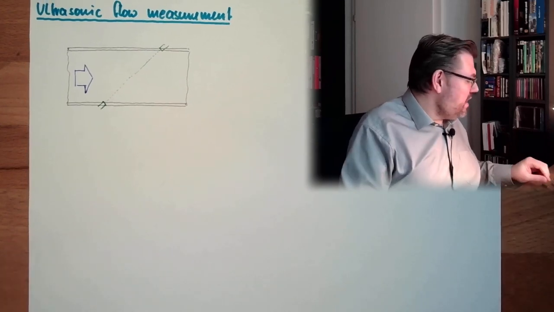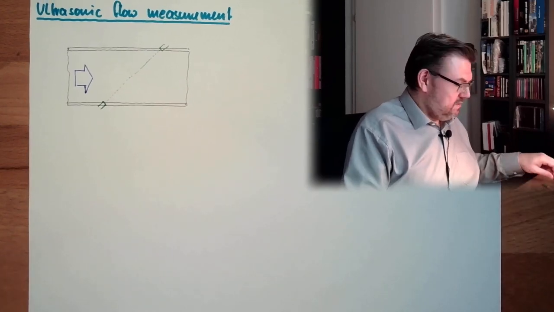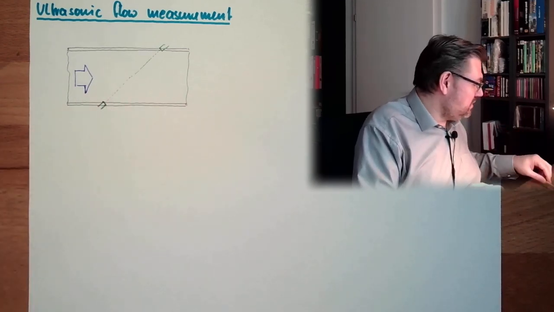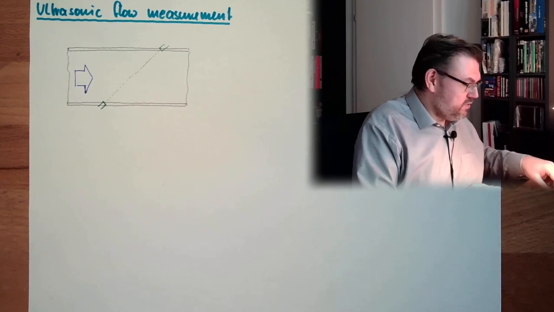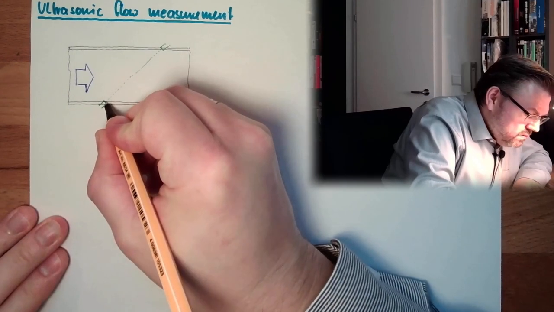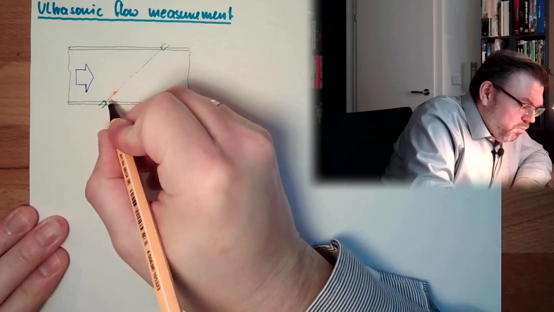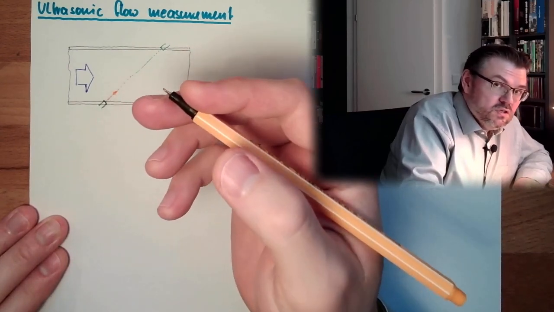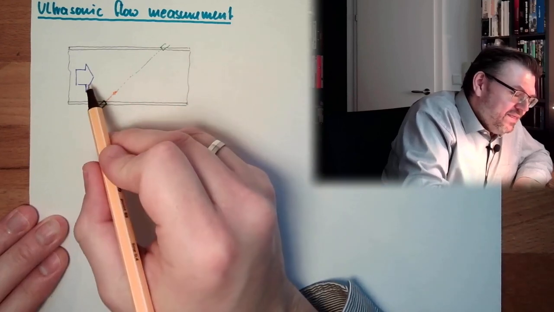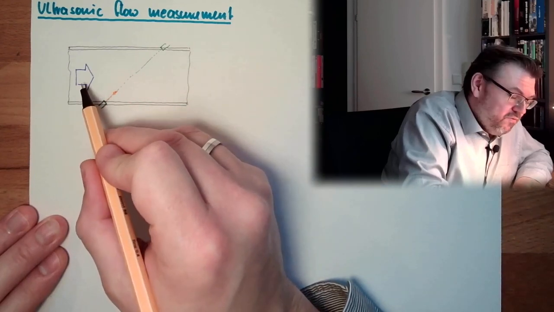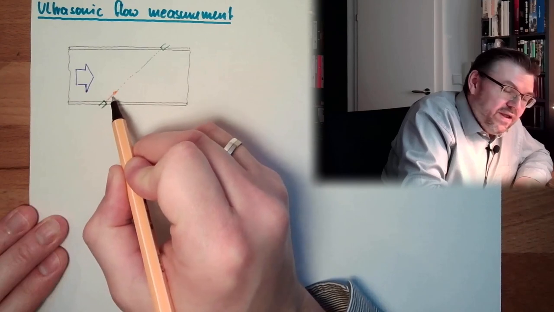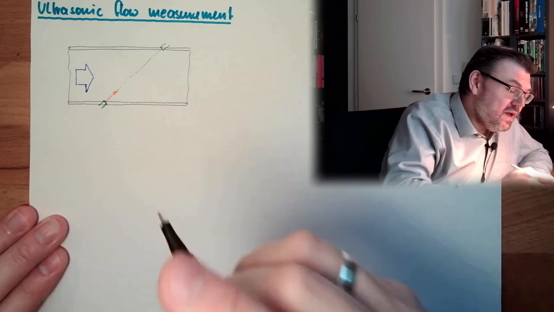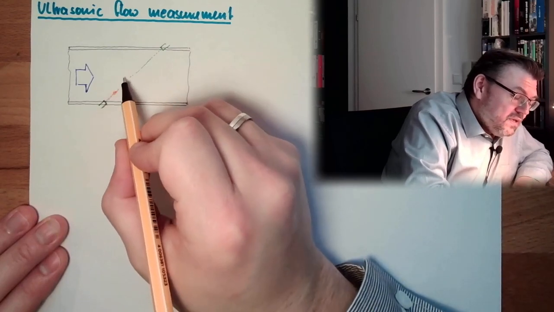Okay, so if this sensor is now issuing an ultrasonic impulse, so we have here an ultrasonic impulse, it will propagate with a certain velocity. Okay. And the flow here helps carrying these shock waves, what actually sound is, carrying these shock waves in this direction.